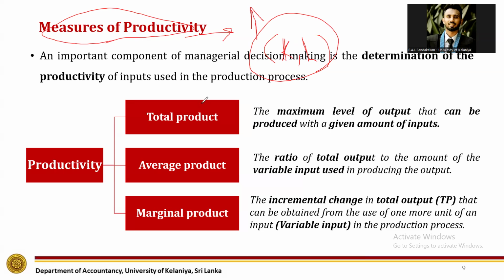To measure productivity, we have three kinds of measures. The first one is total product, the second one is average product, and the third one is marginal product. Total product means what? Total product means your total output with a given amount of input. How much you produced from what was given, we call the total product. As a curve, you need to identify the TP curve.